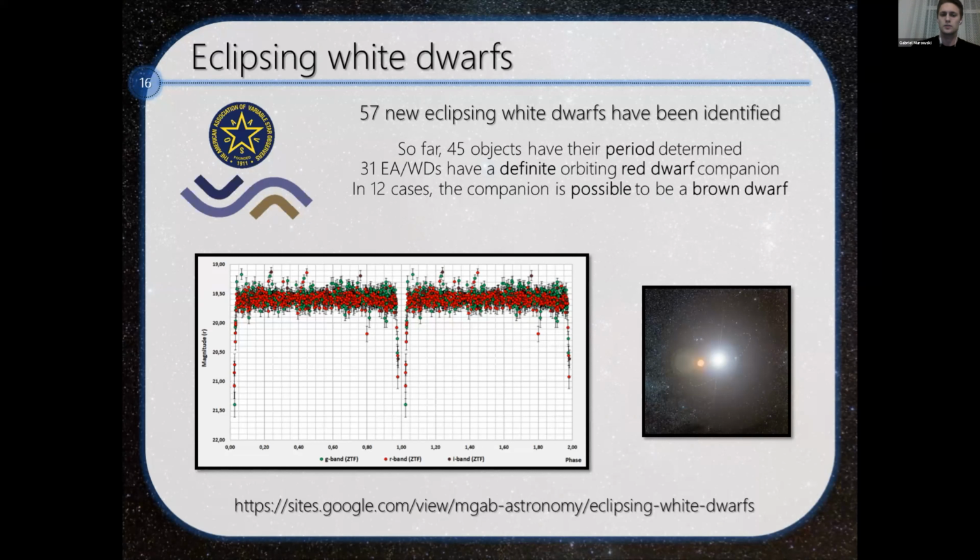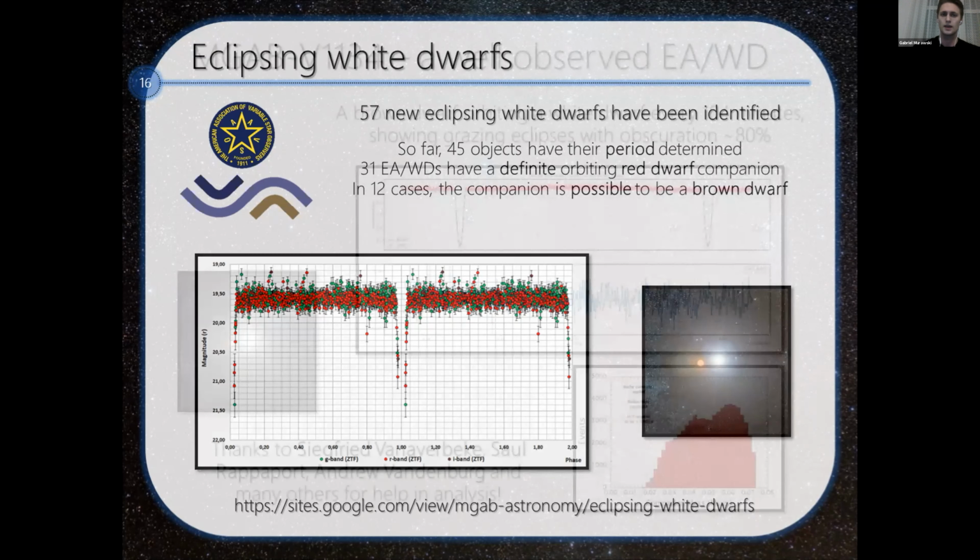And also from infrared excess, you can find out if it's actually a definite red dwarf or maybe something having a little less emission, most likely even a brown dwarf. That was found in 12 cases. These are not definite brown dwarfs yet, because we need radial velocity of these stars to confirm it.